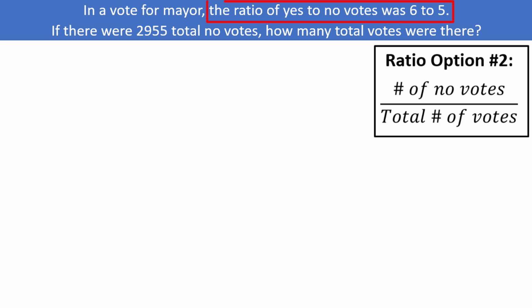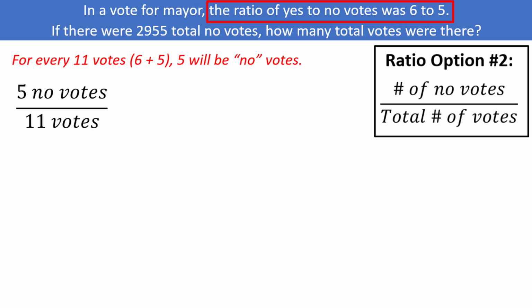We are told that the ratio of yes to no votes is 6 to 5. Another way to think about that is that for every 11 votes, 6 are yes and 5 are no, as 6 plus 5 is equal to 11. That means a ratio of no's to total votes could be expressed as 5 no's per every 11 votes. Now this ratio is equivalent to the information in the second sentence.